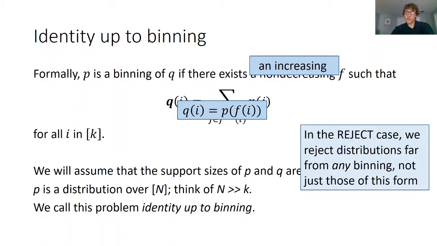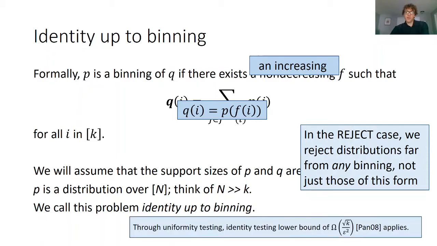Of course, it turns out without too much work, through the uniformity testing lower bound, we can massage this to get a lower bound of root k over epsilon squared, using the binning lower bound for uniformity testing to also apply here. This takes not too much massaging to see. So we get at least this. Of course, this isn't going to be k over epsilon squared, and our resulting bound is going to have worse dependence on epsilon.